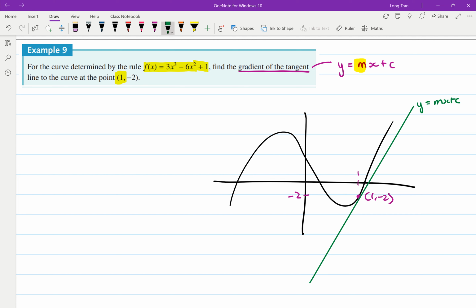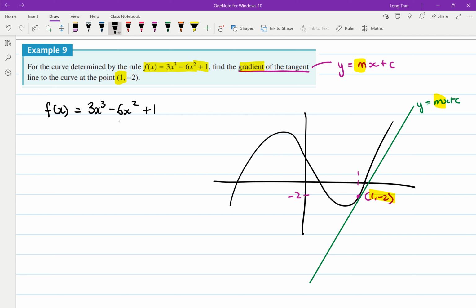They want you to find the gradient. So they want you to find m for that line, if you know the point is 1, negative 2. So how do you do that? Remember, because you're finding the gradient at one point, you can use first principles, or you can use any shortcuts to differentiate it. So right now you've got f of x is equal to 3x cubed minus 6x squared plus 1. To find the derivative, because the derivative is the gradient. Remember that. It helps you find the gradient at one point.